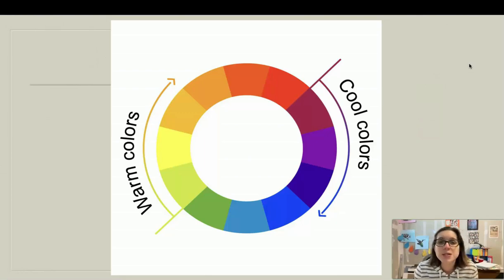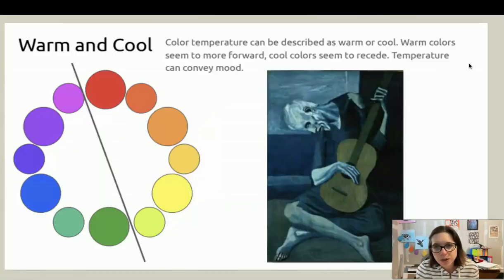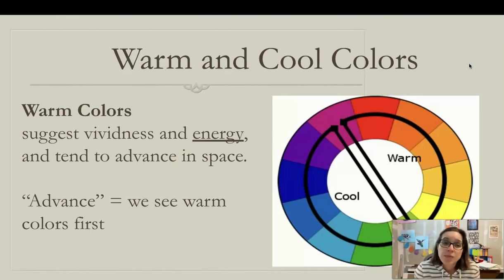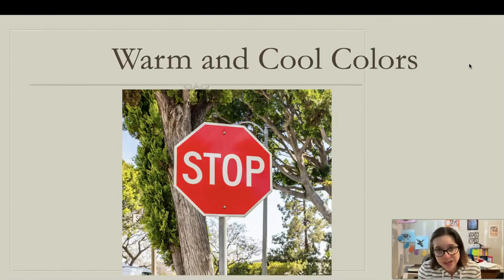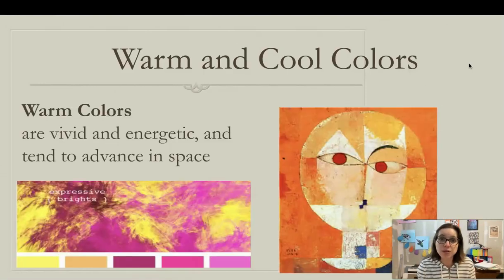Now the last thing is the color temperatures, warm colors and cool colors, because when you divide the color wheel in half, you end up with warms and cools. So warm colors suggest vividness and energy, and they tend to advance in space. Advance means our eyes see warm colors first, right? Think about stop signs. Stop signs are red because they stand out and we see them. If they were not red, if they were gray or blue, we would likely drive right through the intersection.